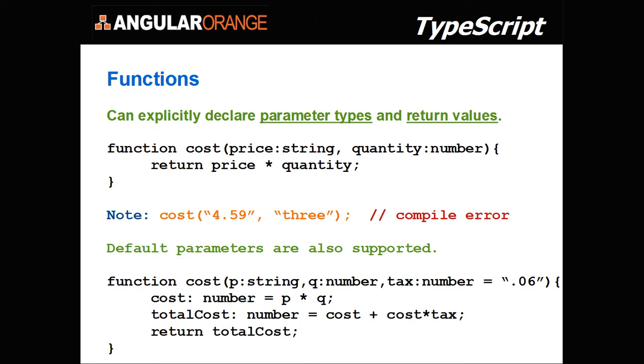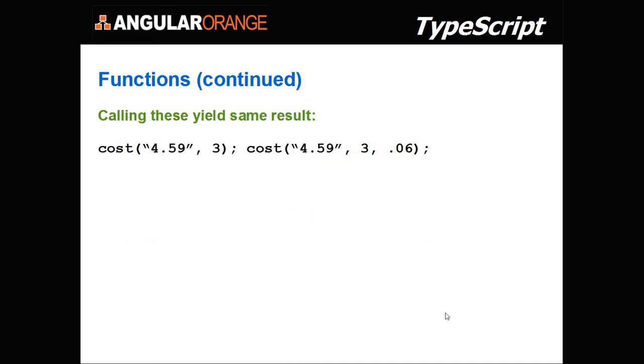And so even though the definition includes a tax calculation, it would use the 0.06 for that value. So these two function calls yield the same result. One of them has 2 arguments and the other has 3 arguments.